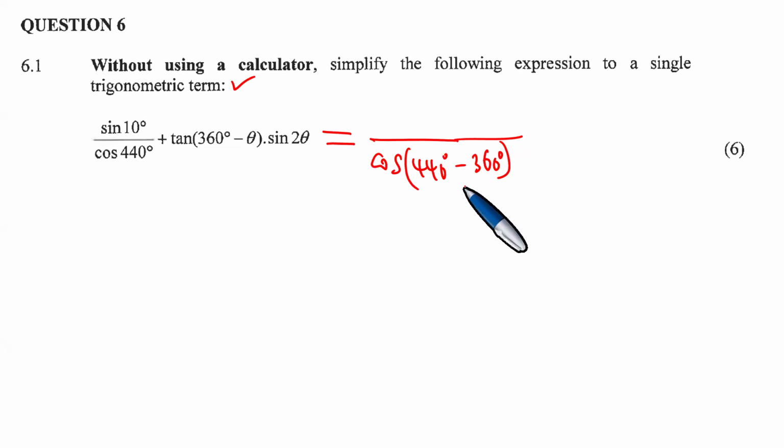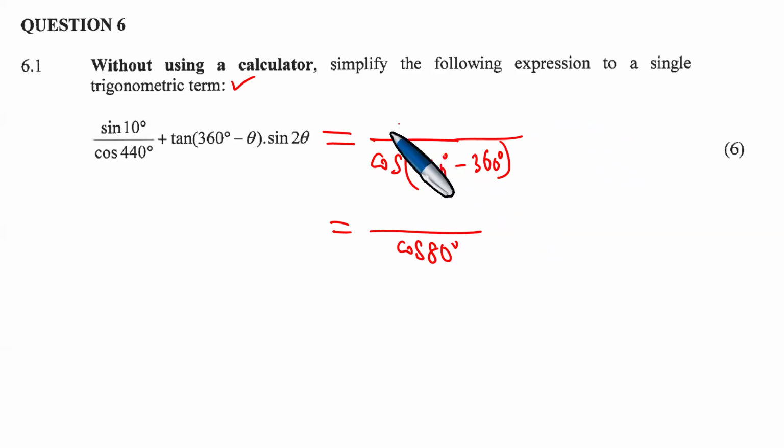I'm just teasing you, I just need to know what you think. You're going to get cos 80, and then you're going to get cosine 80 degrees in the denominator. I agree with you. Then the rest of the other things like sine 10, what do we do with them? Sine 10 is going to cancel cosine 80.